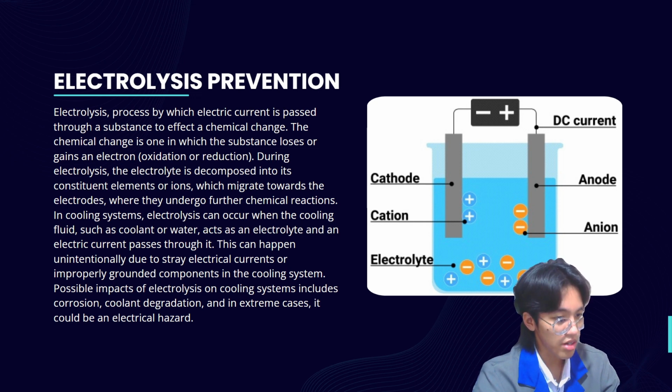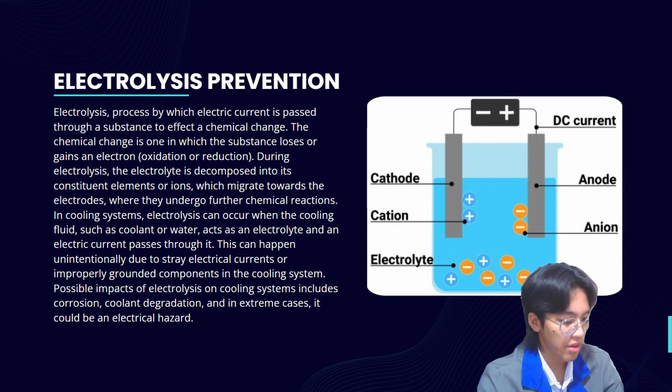Electrolysis can occur when a cooling fluid, such as the coolant or water, acts as an electrolyte and an electric current passes through it. This can happen unintentionally due to stray electric currents or improperly grounded components in the cooling system. Possible impacts of electrolysis in cooling systems include corrosion, coolant degradation, and in extreme cases, it could be an electrical hazard. An example of electrolysis prevention is using non-conductive coolants or materials in liquid cooling systems.